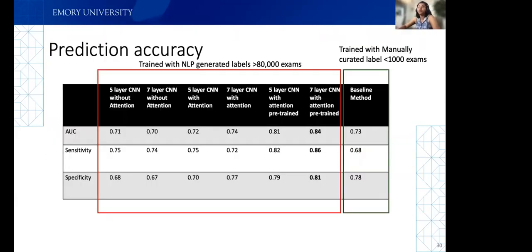I'm going to show you the results here. The baseline method is only using the manually curated level data, which is less than 10,000 exams. We achieve about 0.73 AUC. But then we added more than 80,000 exams with NLP curated levels. So NLP curated levels have a high performance, but they are not 100% accurate, but still we got a huge performance boost when we augment the data with NLP curated levels.